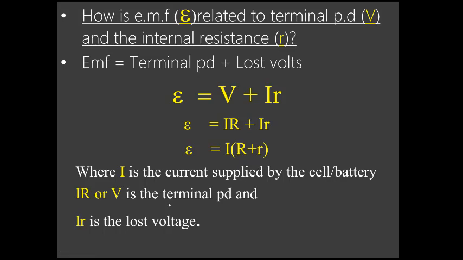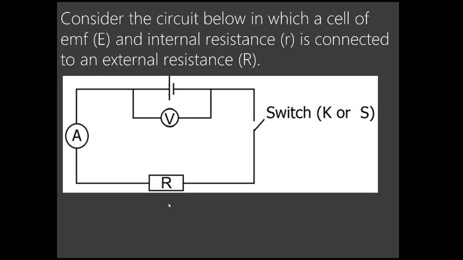Okay, now consider the circuit below in which a cell of EMF E and internal resistance r is connected to an external resistance R. This is an external resistance. This is a voltmeter. This is an ammeter. You are well acquainted with these symbols. Look at that. First pause and look at this diagram properly.